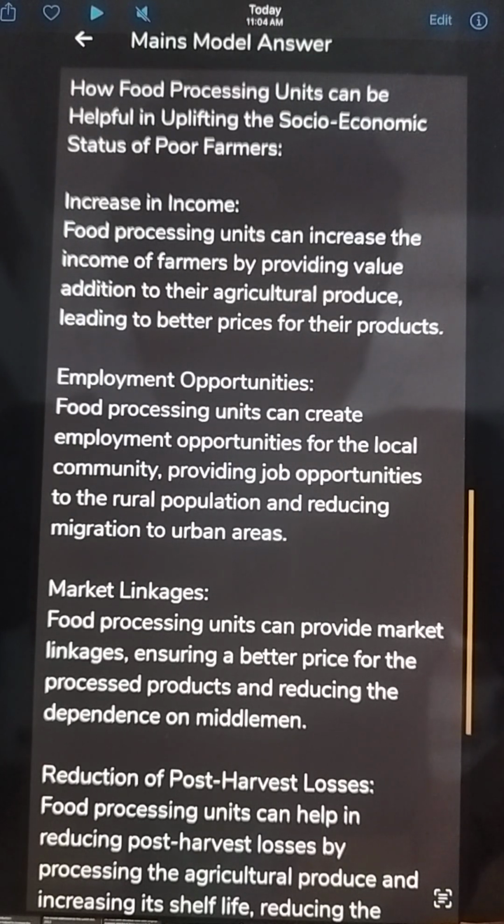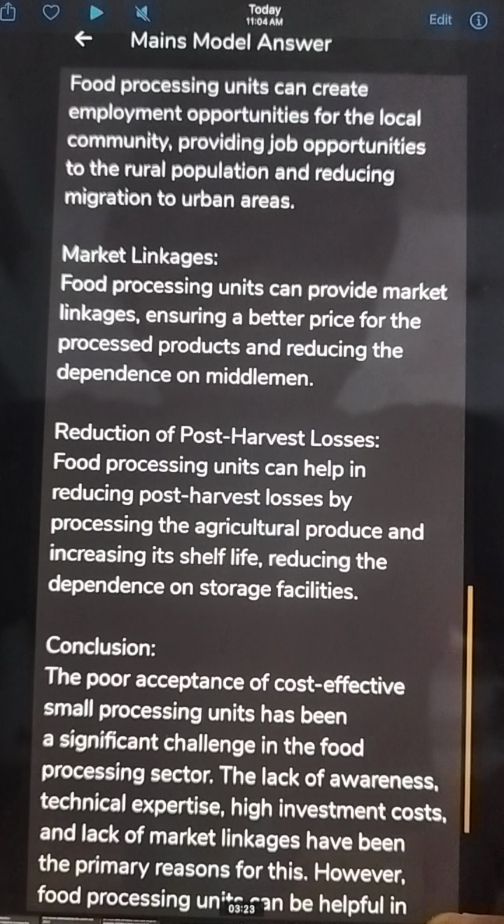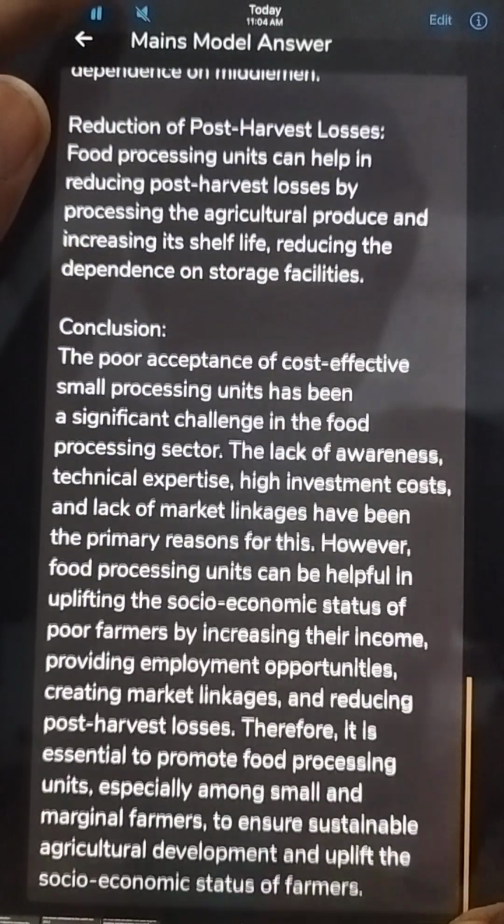Food processing units can create employment opportunities for the local community, providing job opportunities to the rural population and reducing migration to urban areas. Then third is market linkages. Food processing units can provide market linkages, ensuring a better price for the processed products and reducing the dependence on middlemen. Then comes reduction of post-harvest losses. Food processing units can help in reducing post-harvest losses by processing the agriculture produce and increasing its shelf life, reducing the dependence on storage facilities.